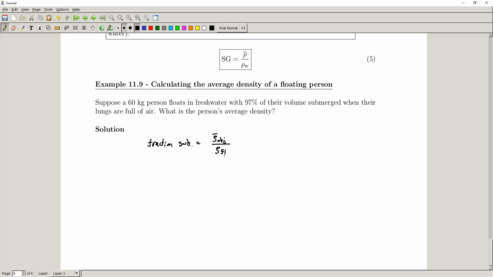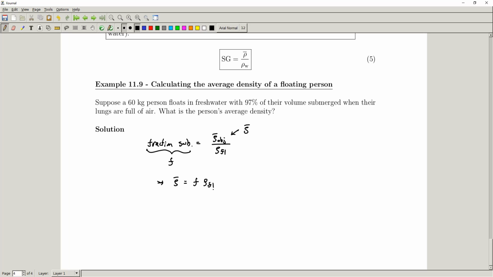Okay, and so we can rearrange this. I'll abbreviate this: I'm going to call this F, I'm going to call this rho bar, and this I'm going to keep as rho fluid. If we do that, we can rearrange this into the following expression. The average density of our person is going to be equal to the fraction submerged times the density of our fluid.